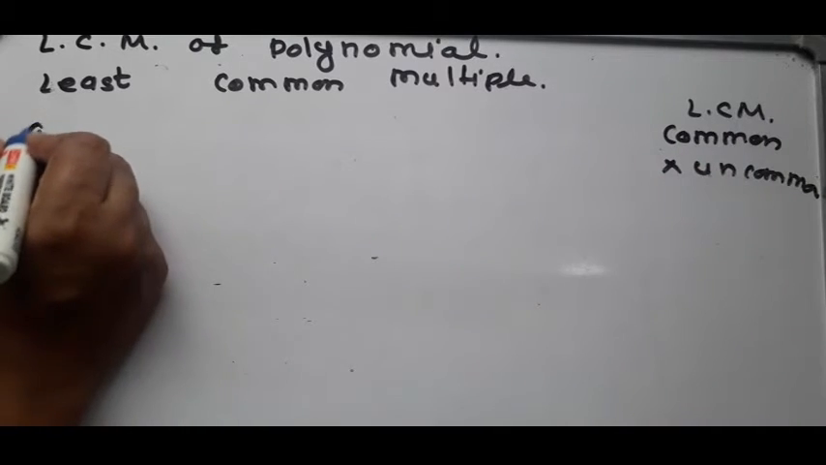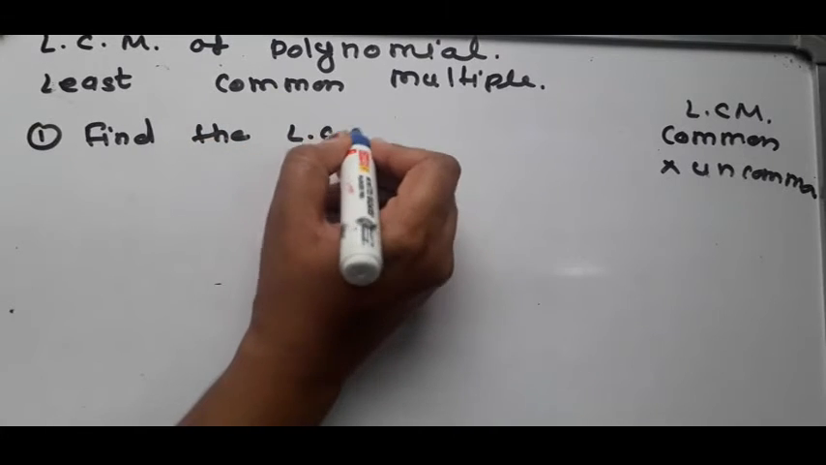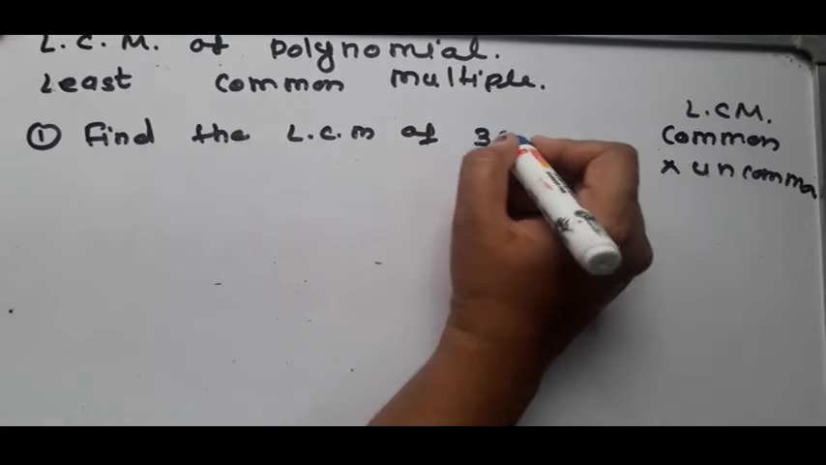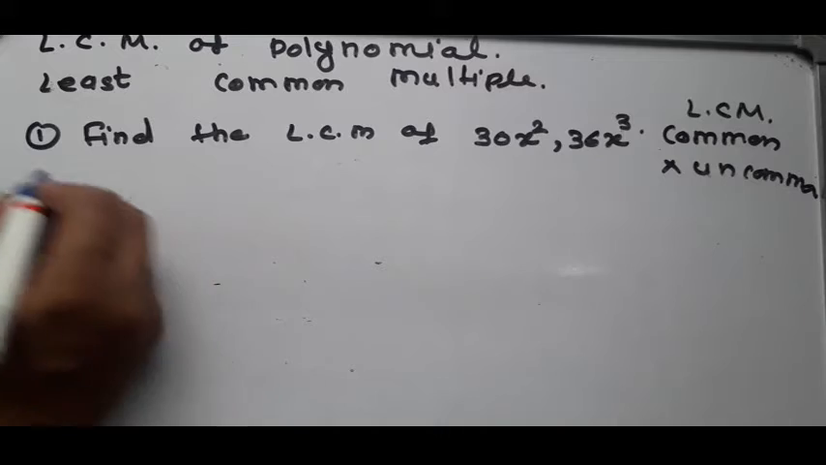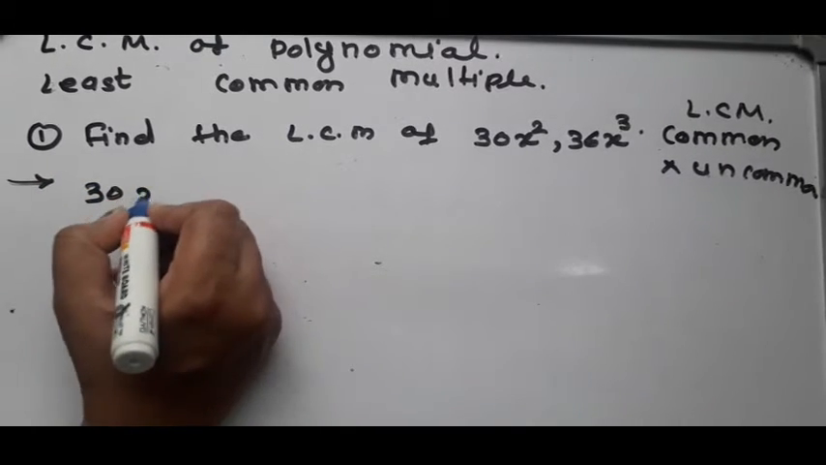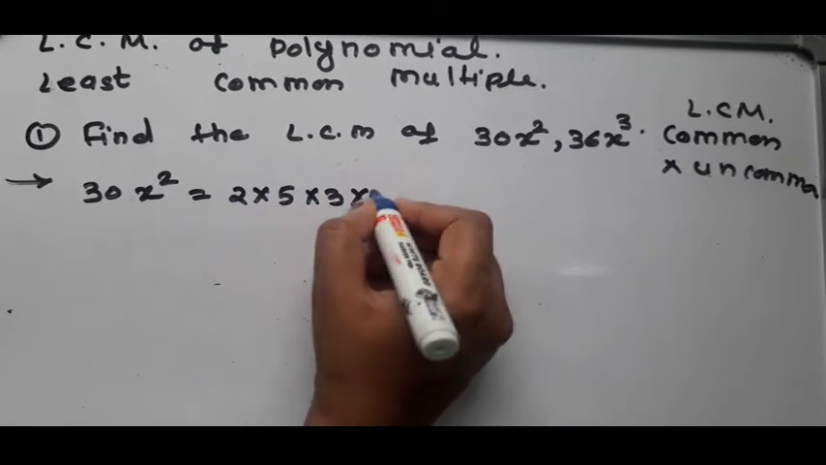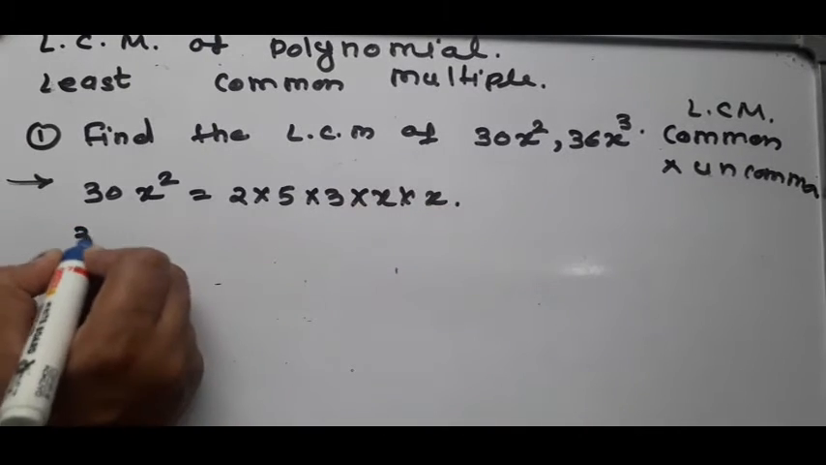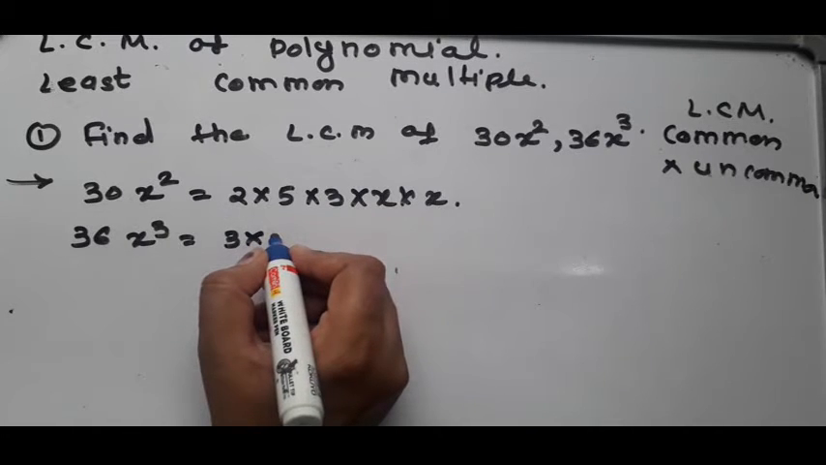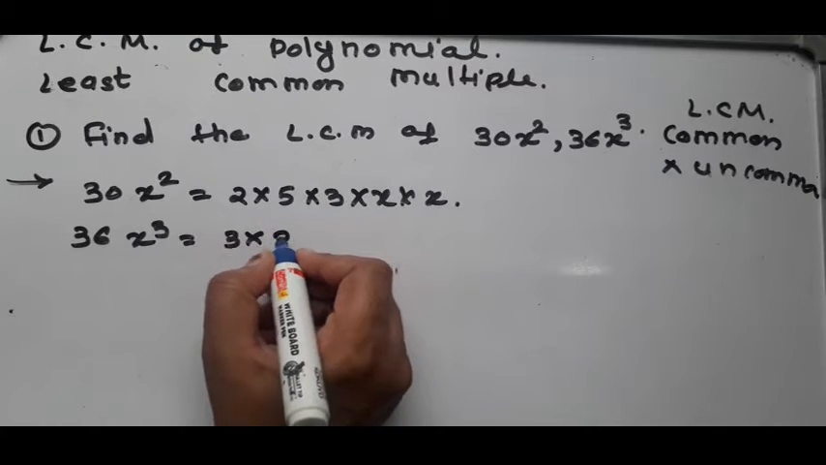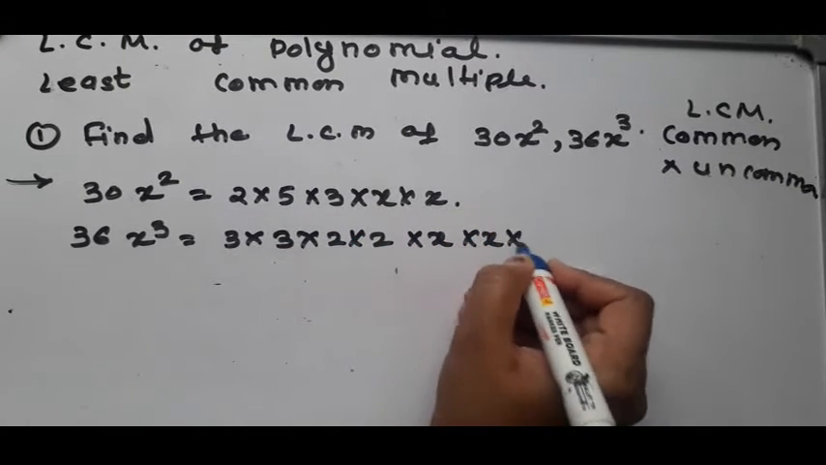Now we will see, find the LCM of polynomial. Find the LCM of, we will consider our first example, 30x square and 36x cube. Let us write here 30x square. We have seen it. 30 means 2 into 5 into 3 into x into x. And 36x cube means 36 means 3 into 3 into 2 into 2, into x into x into x.